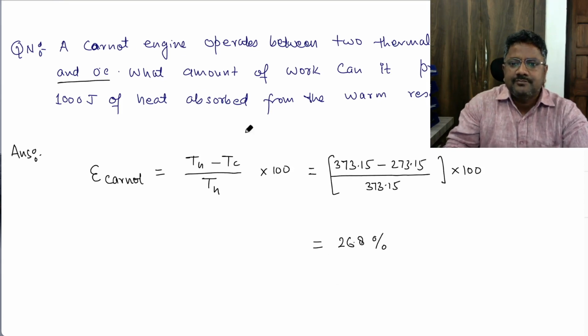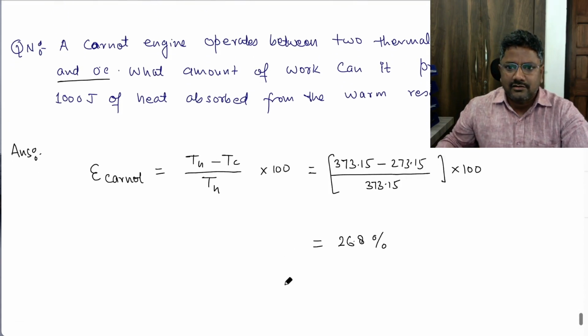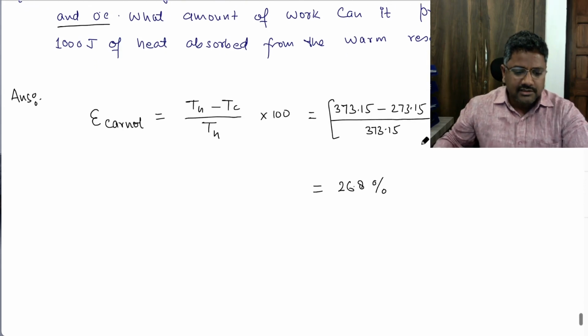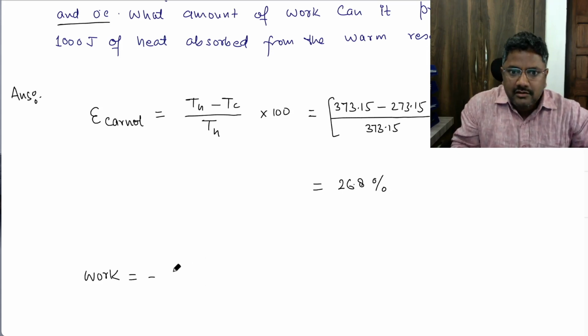26.8%, right? So from the first information, 100 degrees Celsius and 0 degrees Celsius, we have calculated the efficiency for that Carnot engine. Now the amount of work, W, is equal to minus efficiency into heat supply.